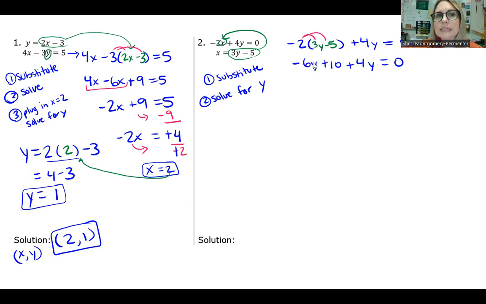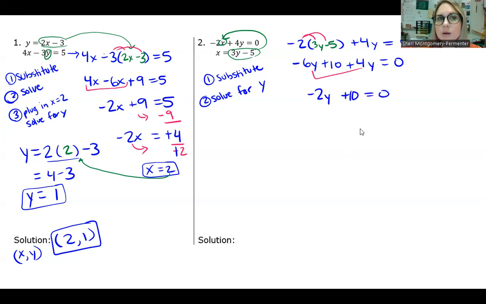Just like before, we need to combine like terms. I have y's on the same side, so let's put them together. I have -6 plus 4. What's -6 plus 4? I'm putting these things together. They're on the same side, so I don't change any signs. So I have -2y plus 10 is equal to 0.